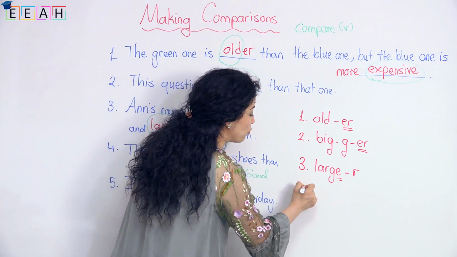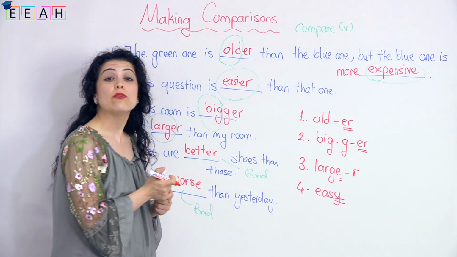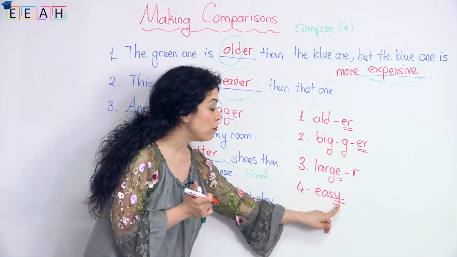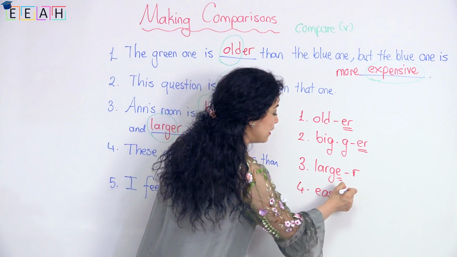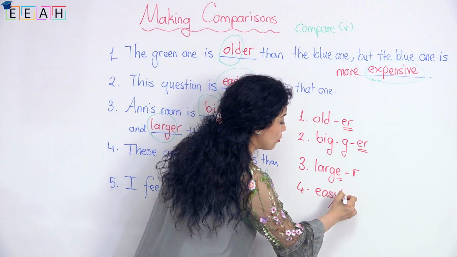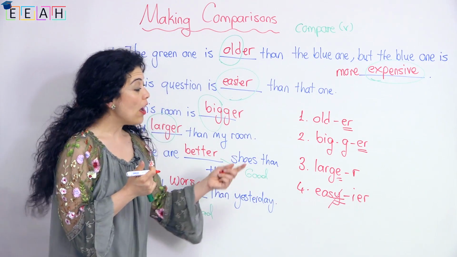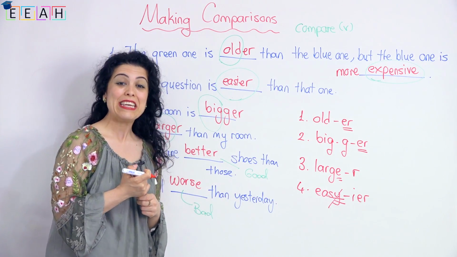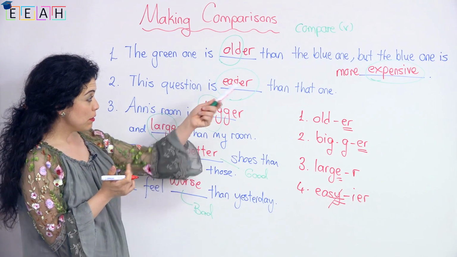Okay, next one, let's have a look. Easy is the original word. Easy. It ends with what? Y, and we have double consonants, yes? So what happens is this. The Y is gone, and we add I-E-R at the end. Easier, okay? Next one, let's have a look.